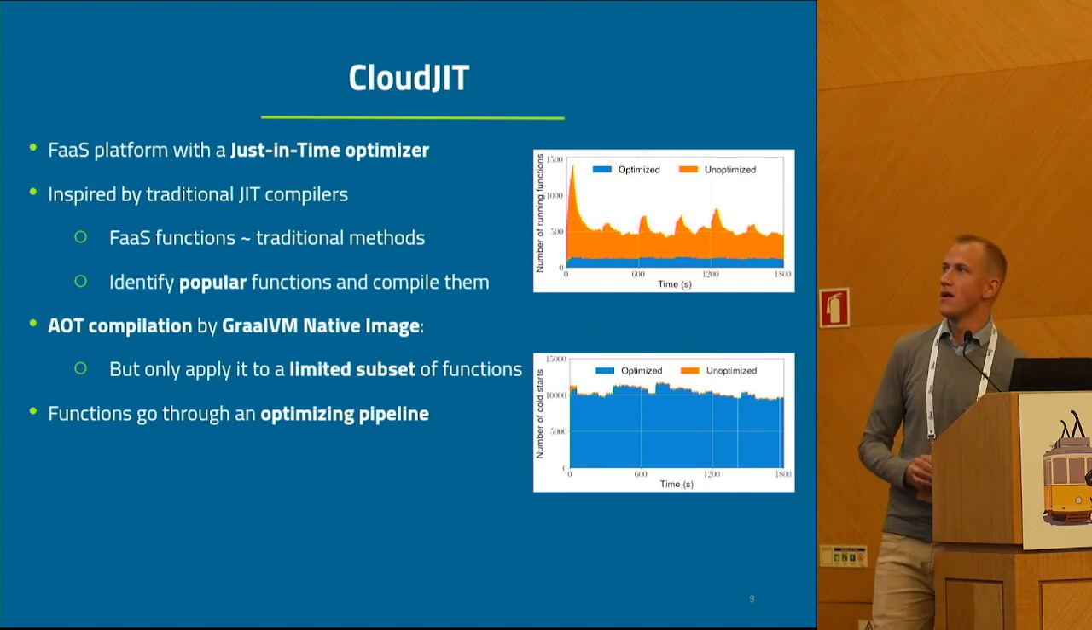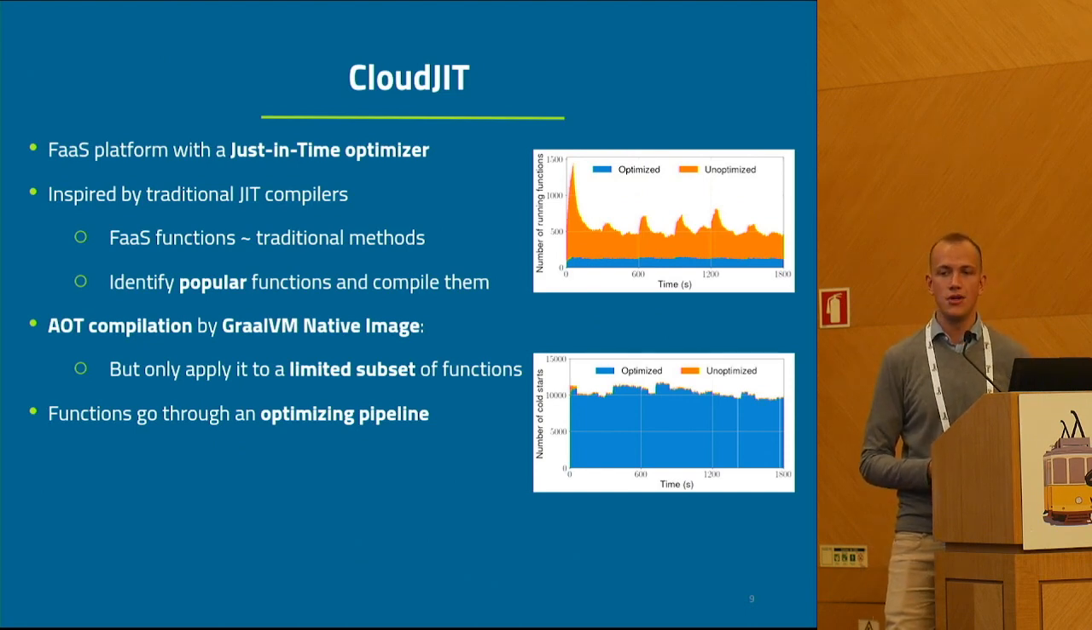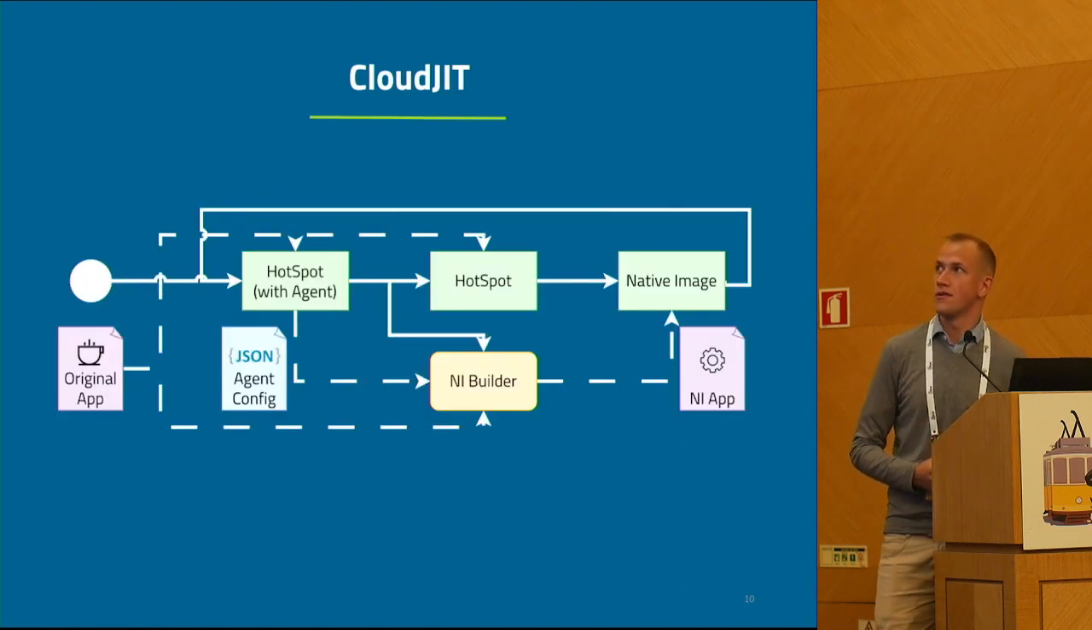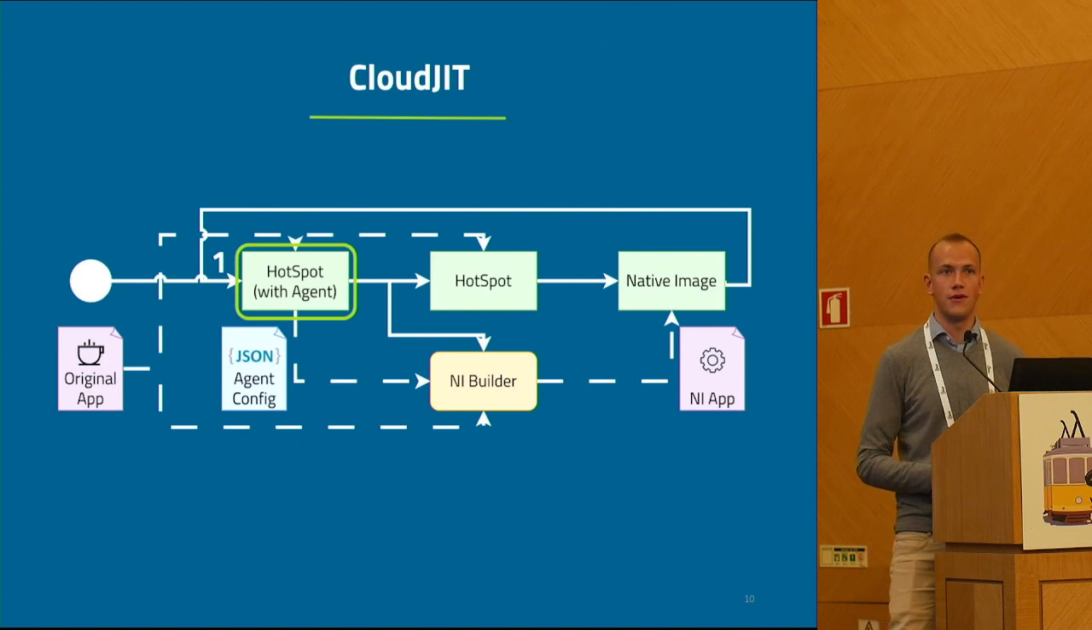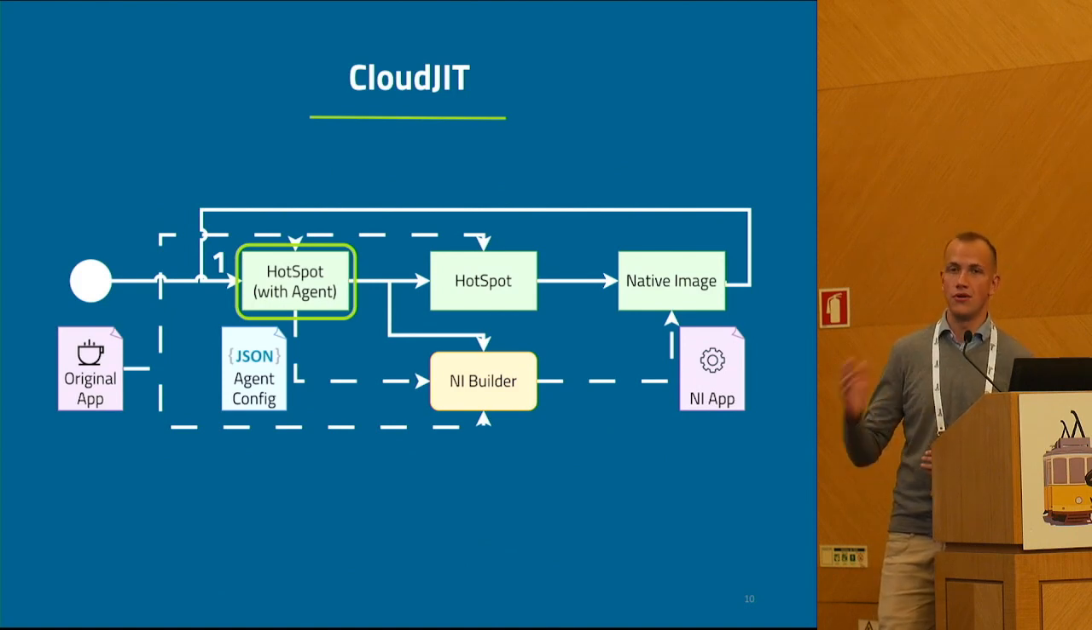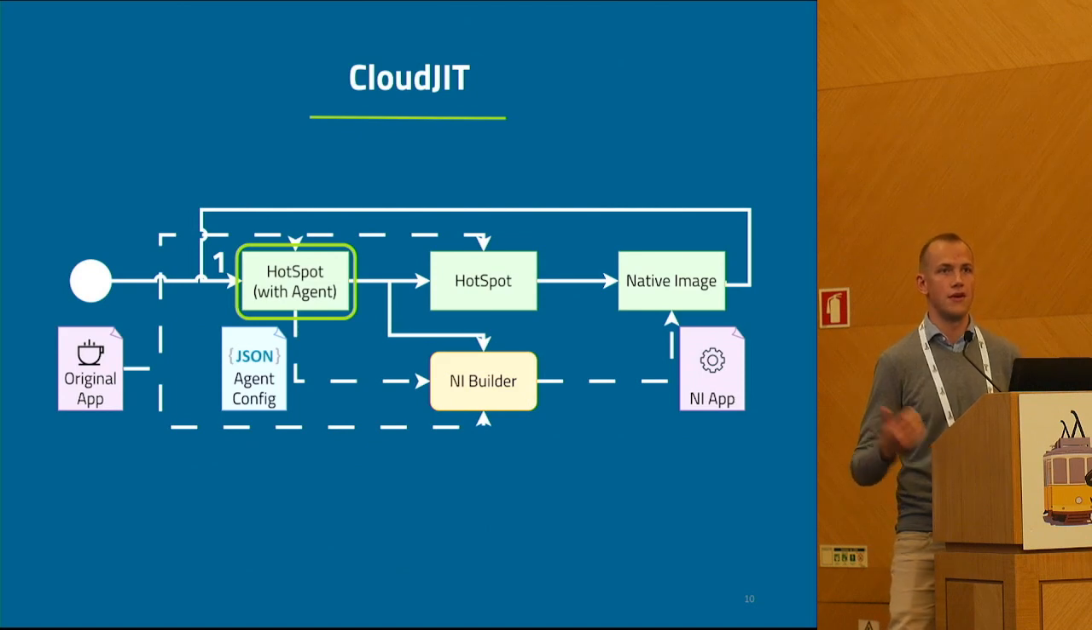So ahead-of-time compilation in CloudJIT is performed by GraalVM native image, but it is only applied to a limited subset of functions, as we discussed. And the key component of CloudJIT is an optimizing pipeline. So here is how it looks. The first stage is a HotSpot with agent. So this is a traditional JVM that features a native image agent. This agent is needed to collect agent configuration to enable use of some of the dynamic features, such as reflection.